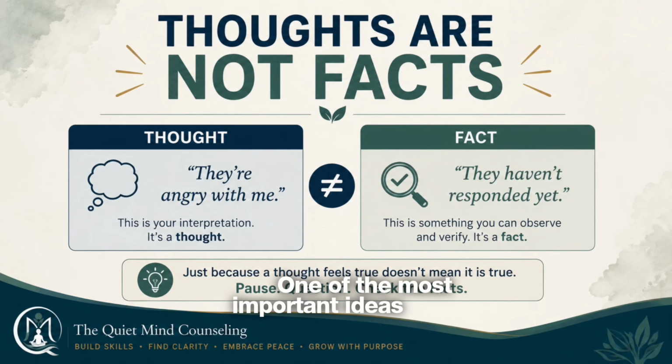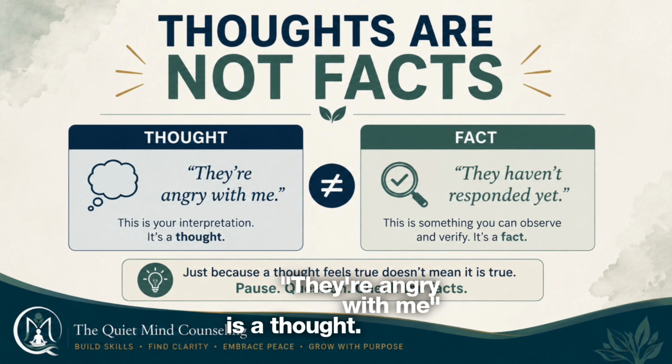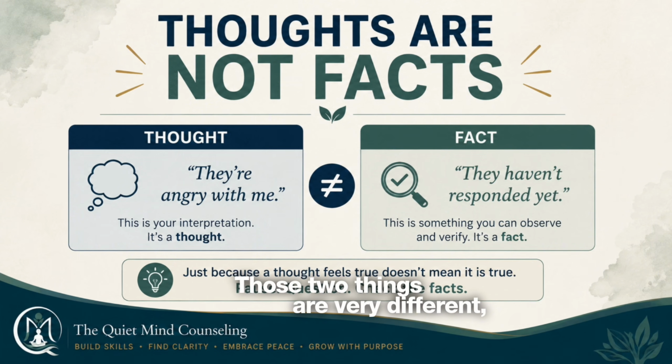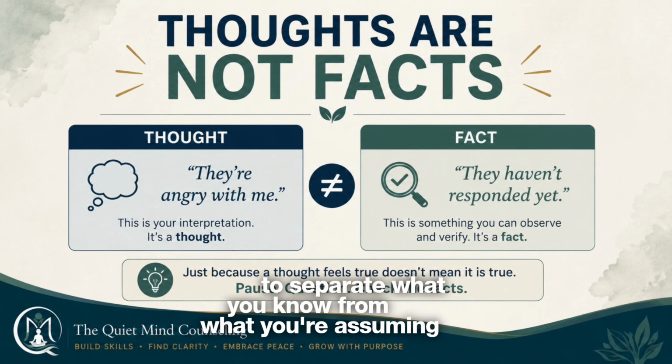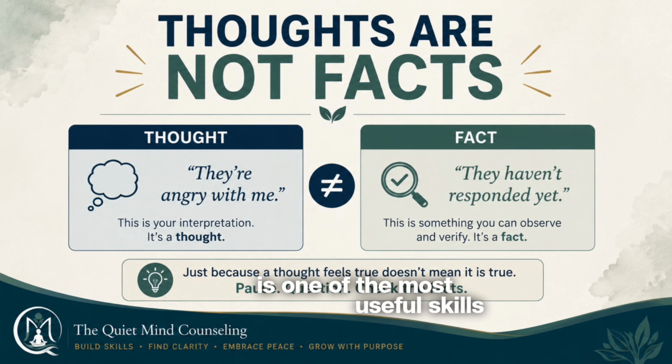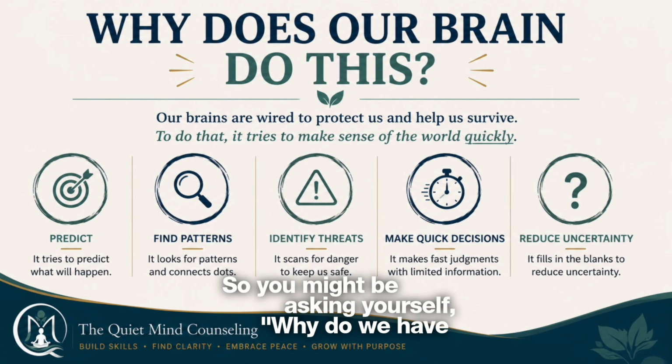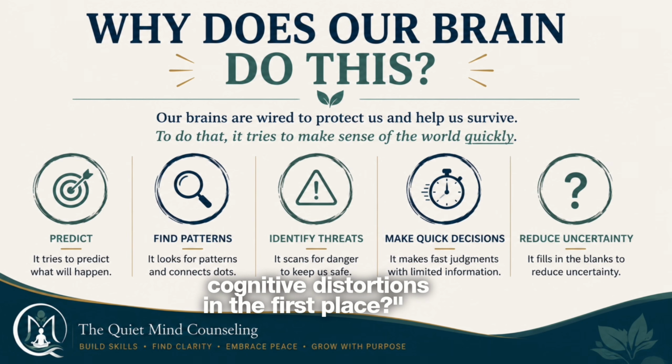One of the most important ideas when we're talking about cognitive distortions is this. A thought is not automatically a fact. They're angry with me is a thought. They haven't responded yet is an observable fact. Those two things are very different. And learning to separate what you know from what you're assuming is one of the most useful skills you can develop. So you might be asking yourself, why do we have cognitive distortions in the first place?